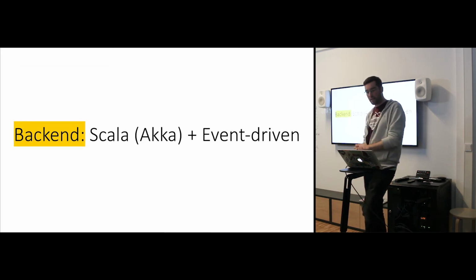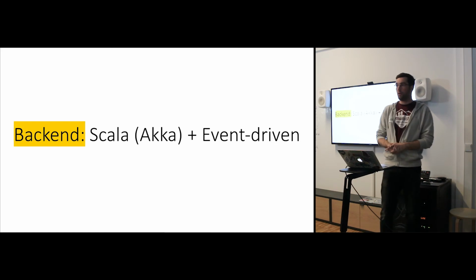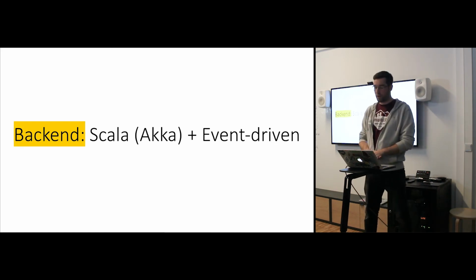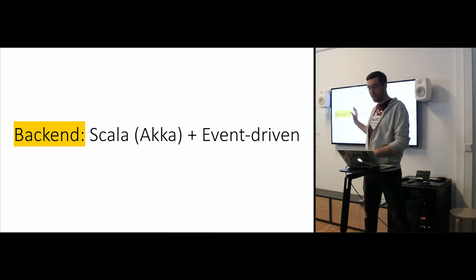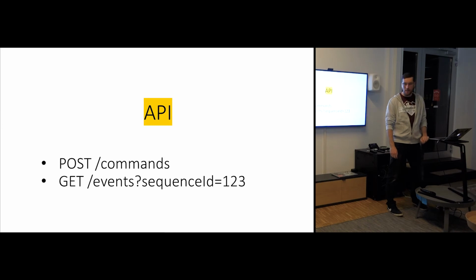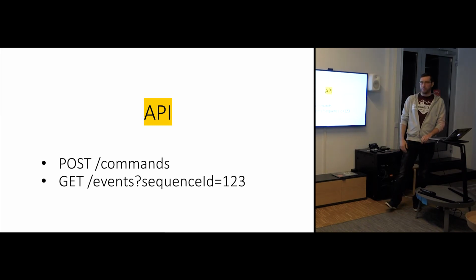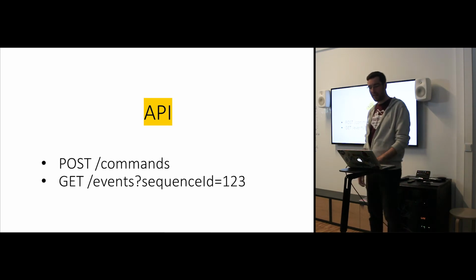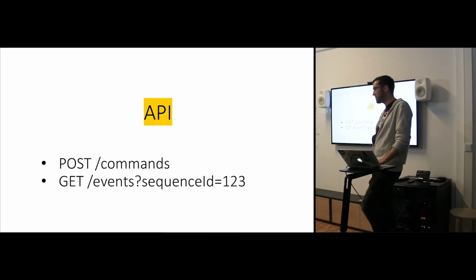In the backend, what we ended up doing is using Scala and Akka, the actor model. I'm not sure how much people know about it, and an event-driven system. We'll get into the actor model a tiny bit later. This is our API right now. We've been building this service for 10 months, and I can say that very few other backends I've built have had such a simple API after 10 months of development.